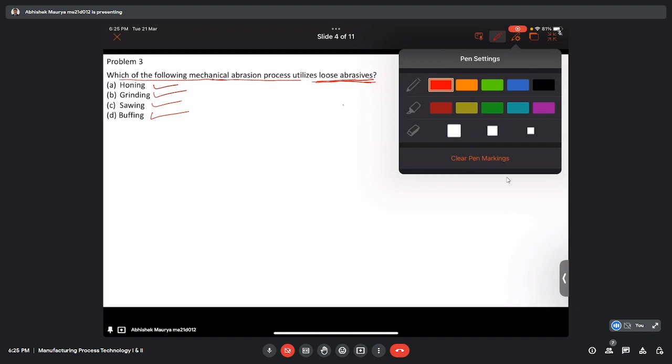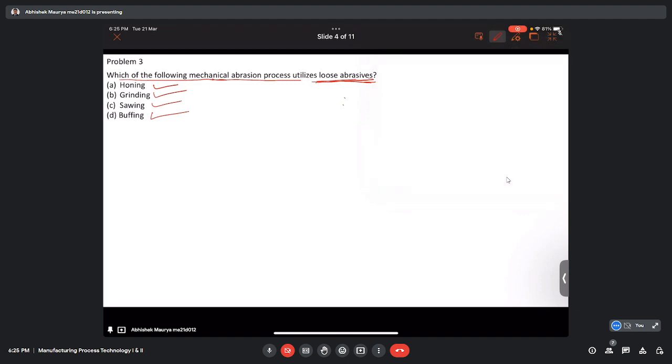I will first tell you what abrasive machining is. Abrasives are nothing but hard particles. If you remember what machining is, machining means our aim is to remove the material in order to achieve good dimensional accuracy and surface finish. To do that, we use some tool and try to remove some material from the workpiece with the help of the tool.